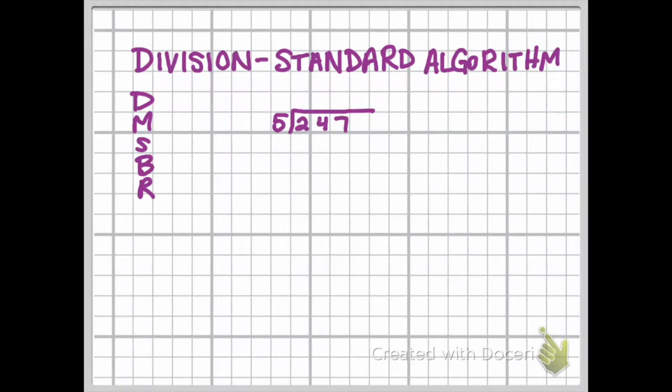So in the standard algorithm, we have an acronym, DMSBR. In the past, we've used sayings like, does McDonald's sell burgers raw? So you can remember this acronym. Or dad, mom, sister, brother, rover.